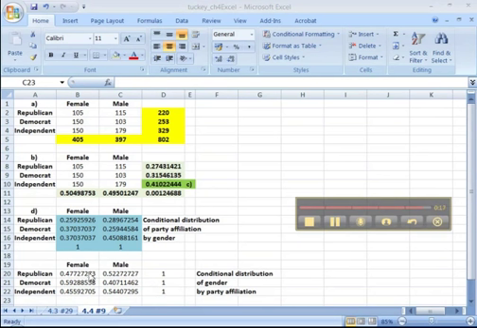What I'm saying here is, look at all the Republicans, 220 of them, 47% of them were female, 53% of them were male. On the Democrat side, 59% were female, 41% or so were male. It's going the other way.